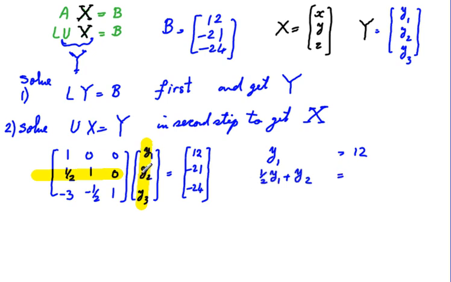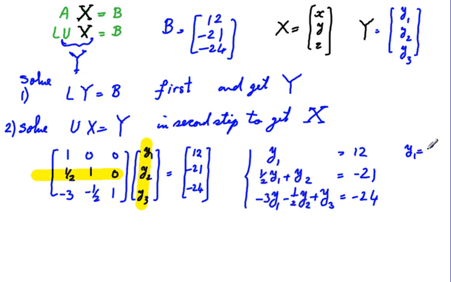1/2 y1 plus y2, no y3s, is equal to minus 21. Third row times this column: minus 3y1 minus 1/2 y2 plus y3 is equal to minus 24. Is that a hard thing to do? Well, what is y1? y1 you already have, it's 12. How about y2? I already have y1, I just plug it here and subtract. So what do I get for y2?